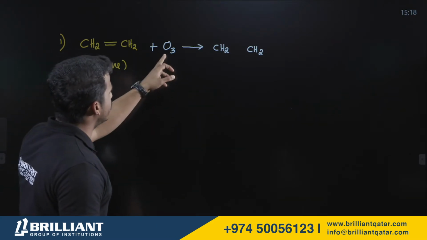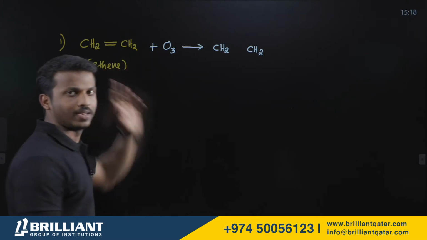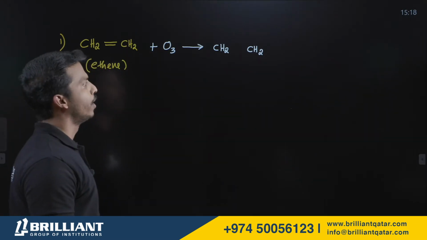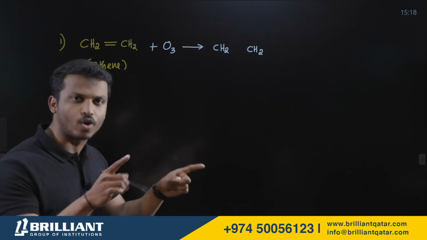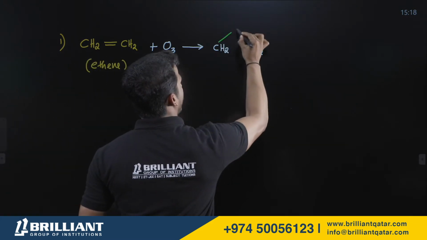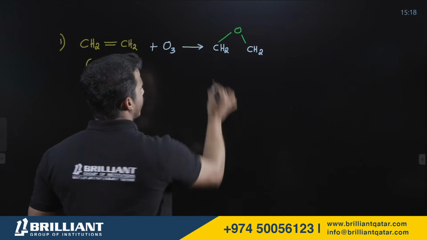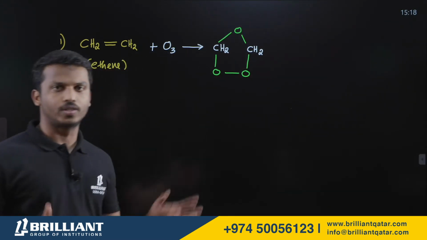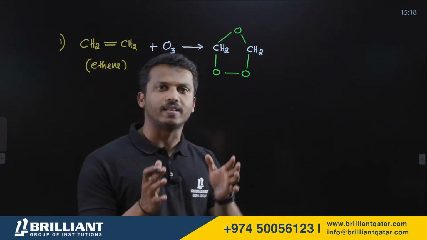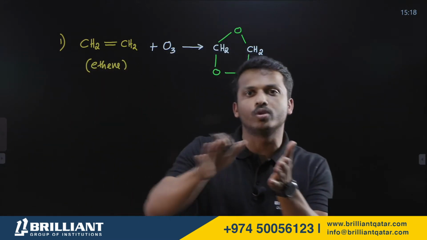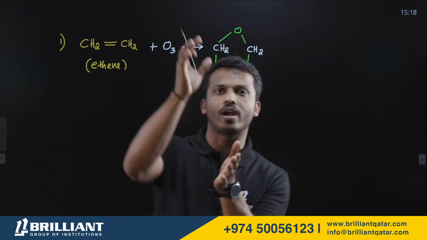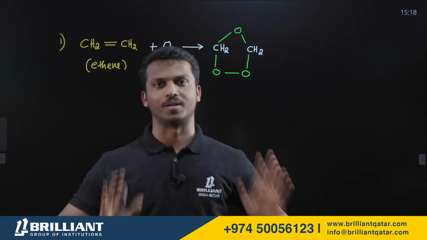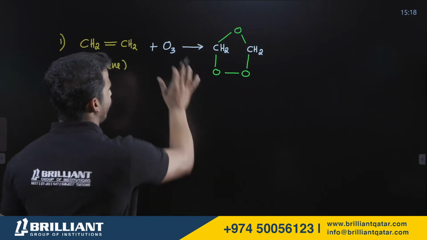Now, you can observe that there are 3 oxygen atoms in one ozone molecule. You try to make a ring compound, with 1 oxygen above and 2 oxygen below, like this. Always, wherever you observe a double bond, remove the double bond and make 1 oxygen above and 2 oxygen below, forming a ring structure. So the first step is over.